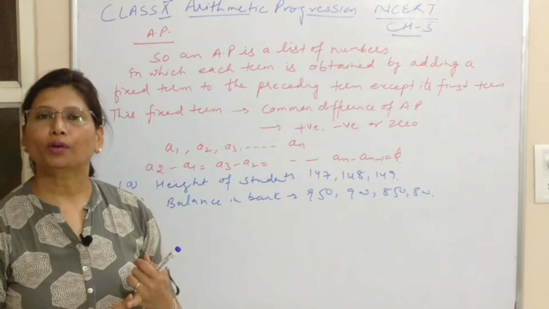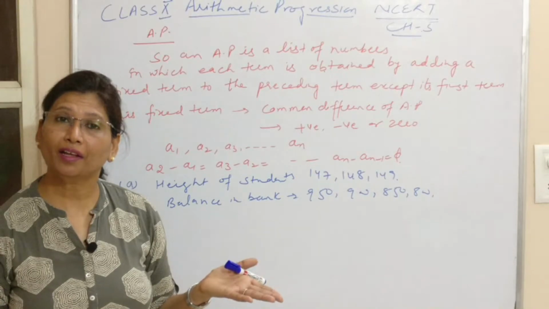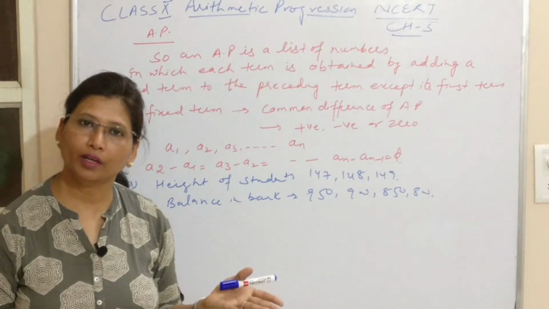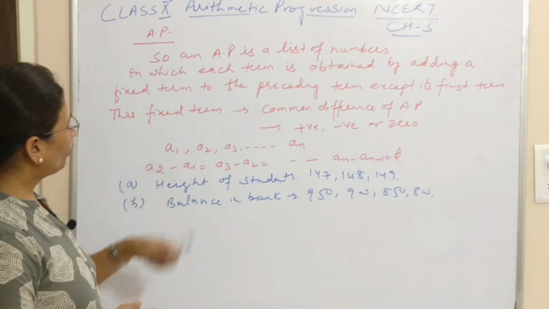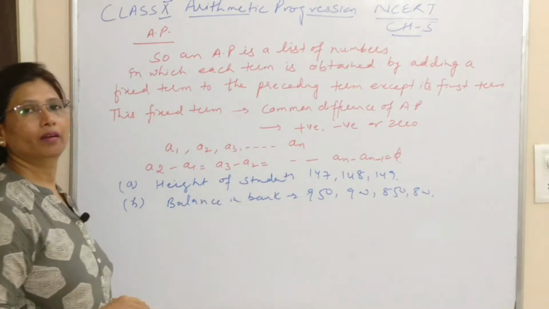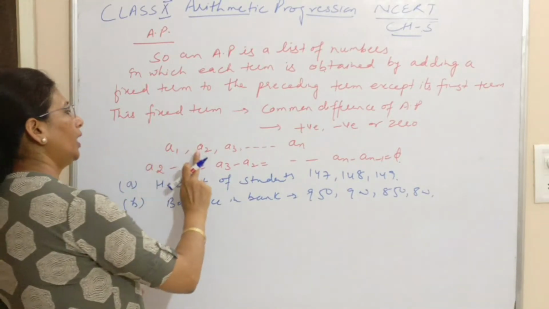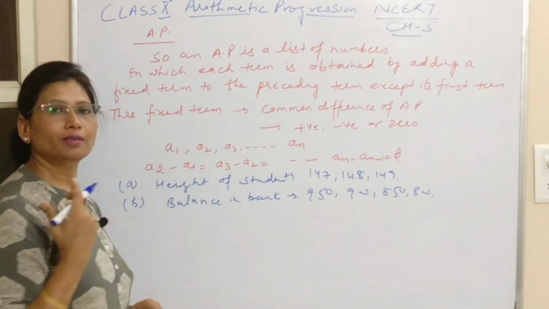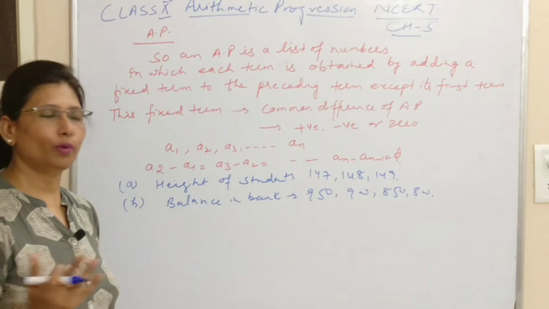This is very, very important, because if somebody asks what can be the common difference, can it be negative? In an MCQ, yes, it can be negative, and it can be 0 also. Now here, how do we define these: A1, A2, A3, dash, dash, dash, AN? A1 stands for the first term, A2 stands for the second term. So this is a symbolic representation for the terms of an arithmetic progression.